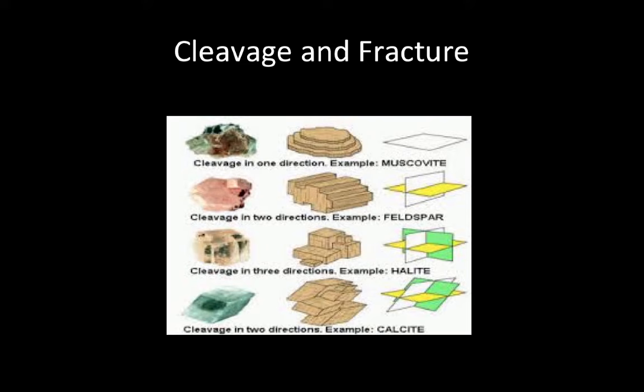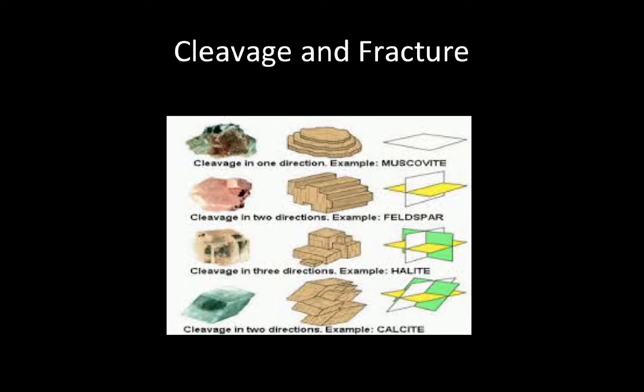So if a mineral has cleavage, these are all pictures of cleavage right here, it's going to break smooth along planes. Muscovite mica, which we'll see in class, has one plane of cleavage, so it's breaking in these flat sheets. You can have more than one plane of cleavage. Two directions, the example is feldspar, so it will look kind of like a stair step.